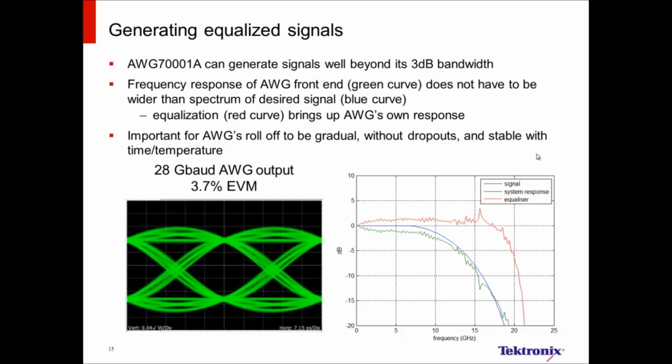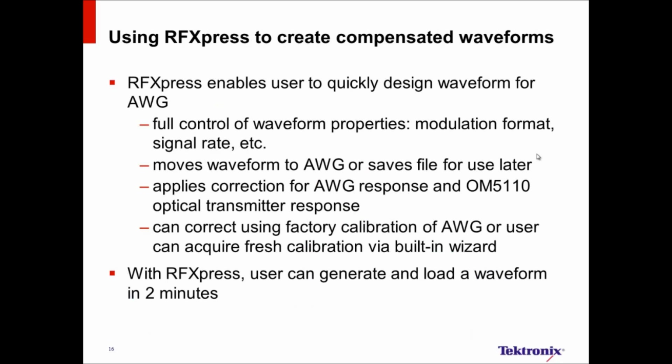So here is a particular signal that we're looking at that has been compensated, and you can see that this is a 28 gigabaud signal, and we've got an optical EVM of about 3.7%. So this gives you a good idea of what we can do at the higher baud rates, and what's capable with this setup as far as the AWG70000 series goes.